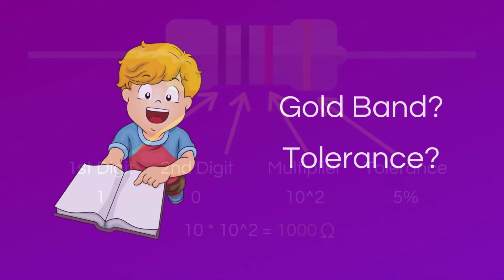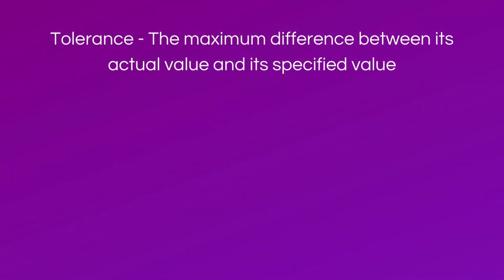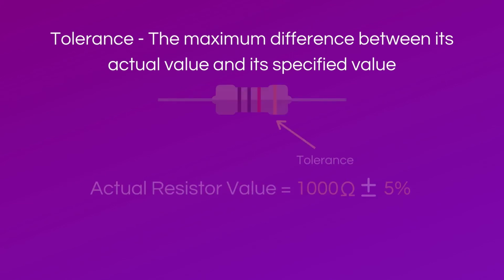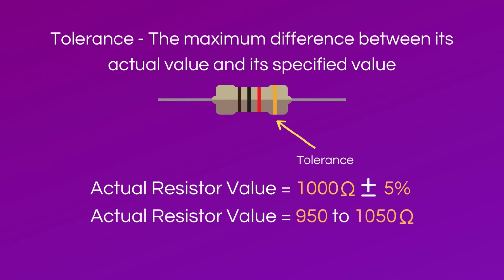Gold band, tolerance, what do they mean? Tolerance of a resistor is the maximum difference between its actual value and its specified value. For example, the 1000 ohm resistor we talked about previously has a gold band. A gold band represents a tolerance of 5%. That means that the resistor has a value between 1000 ohms minus 5% of its total value and 1000 ohms plus 5% of its total value. After calculating this, the 1000 ohm resistor actually has a value between 950 ohms and 1050 ohms.